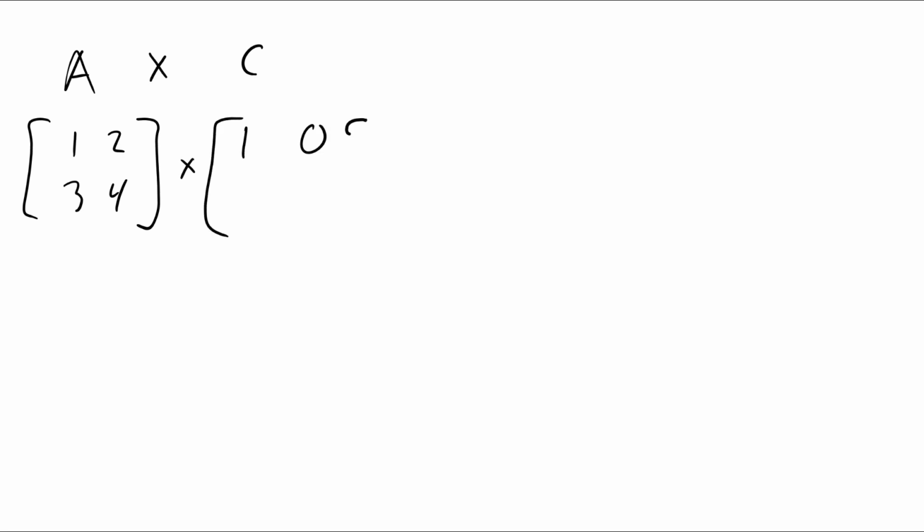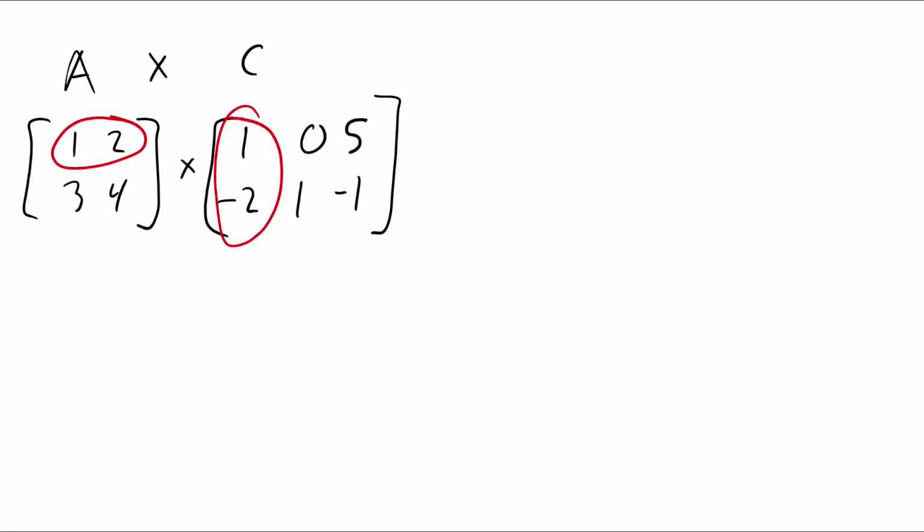So for example, we could have multiplied matrix A times matrix C. So A was 1, 2, 3, and 4. C was 1, 0, 5, negative 2, 1, negative 1. And we can multiply those together because when we multiply the row of A times a column of C, there's two elements in both of those things. So A is a 2 by 2 matrix. C is a 2 by 3 matrix. The inner dimensions match. So we can multiply them.